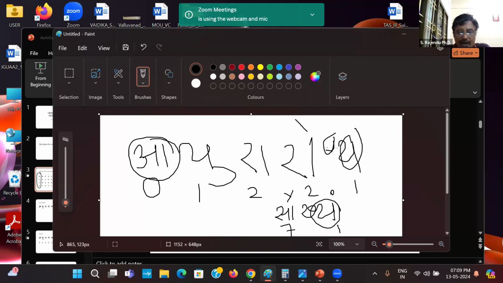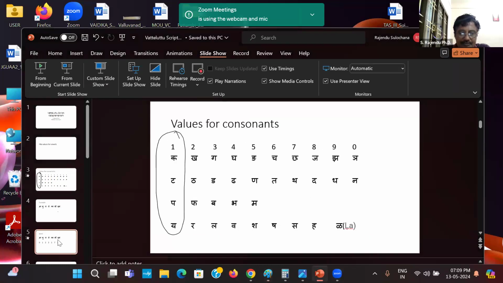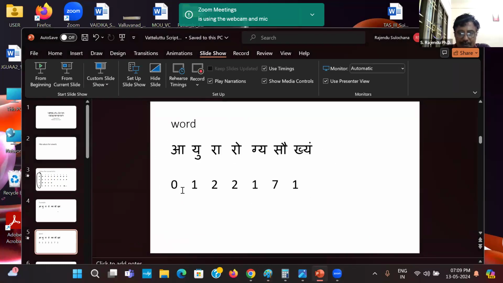Okay. Ayurarogya. Gya means you can take ga and ya, and the second one, that is 1. Ya is 1. Sau. Sa is 7. Again kya. The value of ya is 1. Okay. Then this is the value: 0122171. Am I correct?